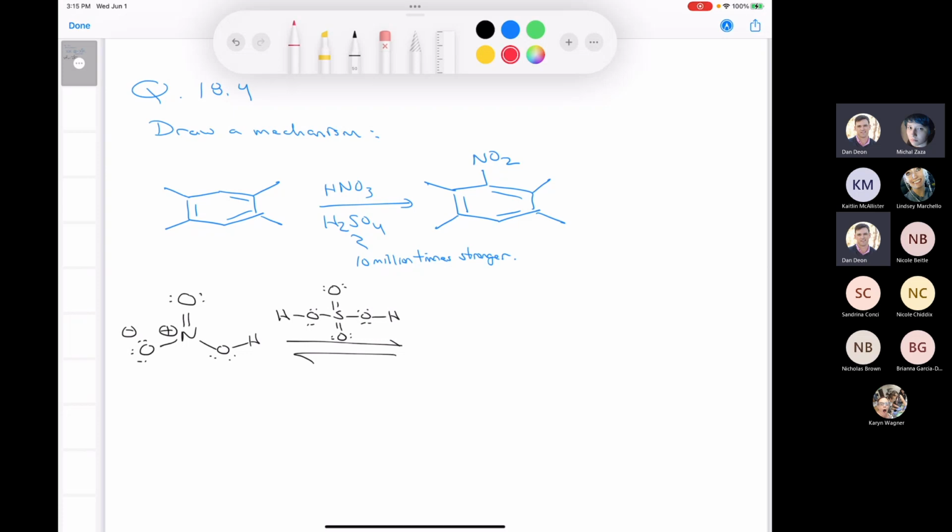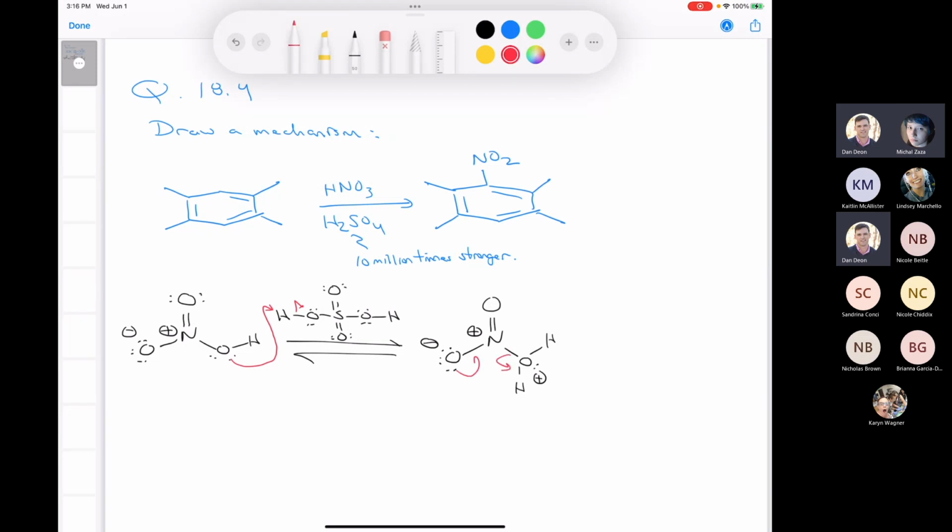So what's going to happen is we're going to protonate here, and we're going to end up having the protonated form of nitric acid, which is going to look like this. So let me draw that. So now we have a positive charge on our nitrogen, and we have a positive charge on this oxygen next to it. And it's not very happy like that. And so water is going to leave.